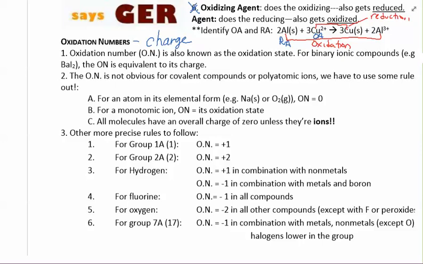All molecules have an overall charge of 0 unless they're an ion. How do we know they're an ion? They have a little negative something or positive something in the corner, the little superscript. So for everything else, we're going to follow the following rules.